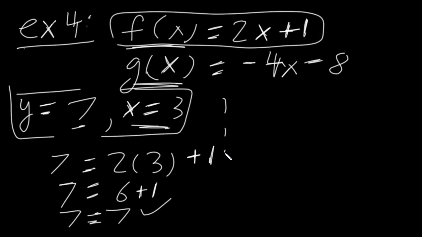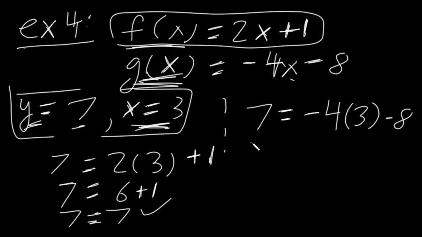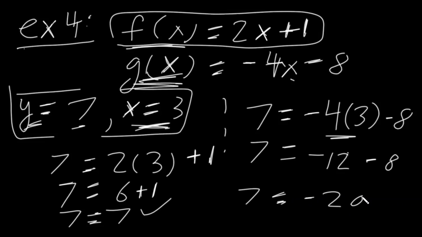But let's go ahead and test out g of x. We know g of x is another way of saying y. We can say 7 equals negative 4, parentheses, and where we have this x, we know x is 3, minus 8. So 7 equals negative 4 times 3, which gives us negative 12, minus 8. What is negative 12 minus 8? Of course that would give us negative 20. Ask yourself, does 7 equal negative 20? And of course the answer is no.